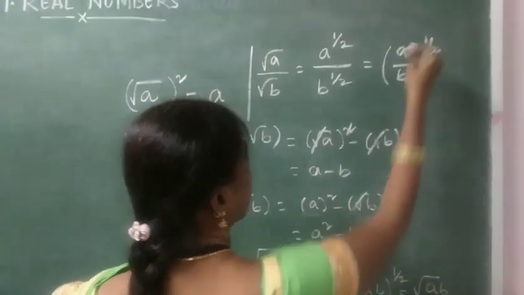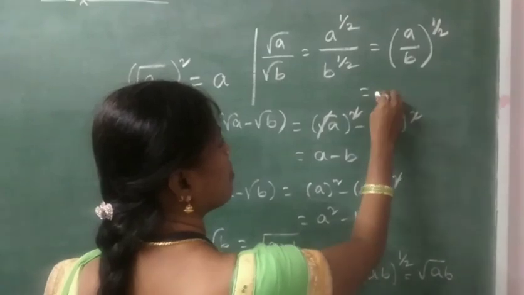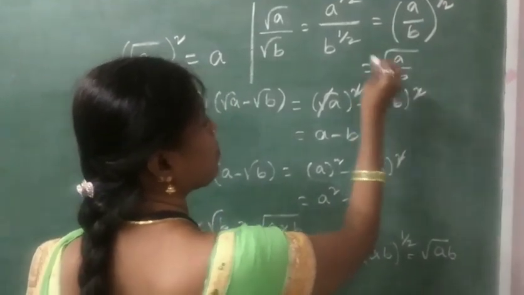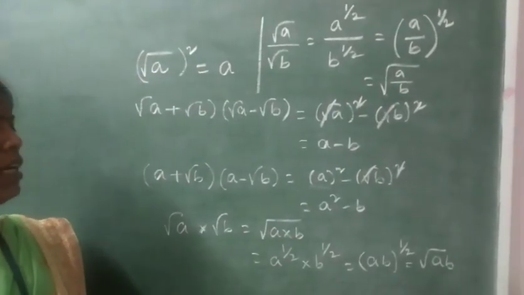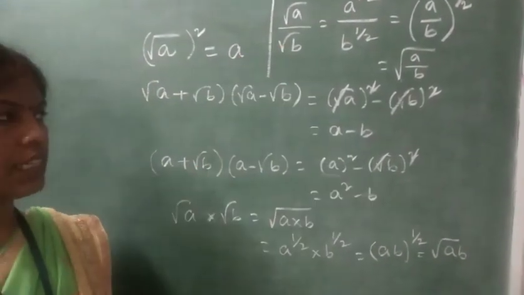(a/b)^(1/2) is nothing but root of a by b. So here we have learned 1, 2, 3, 4, 5 identities.